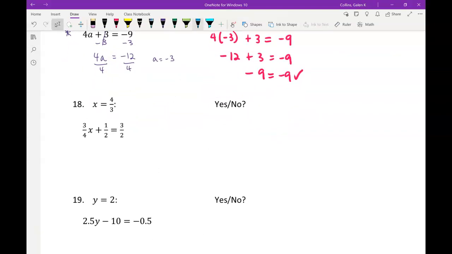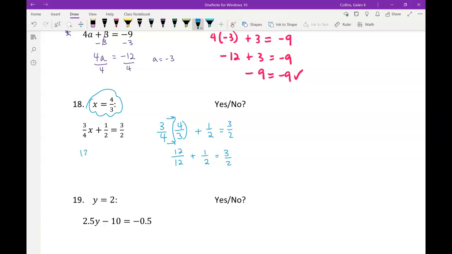All right, number 18. So I'm going to substitute 4/3 for x in the equation below. So 3/4 x becomes 3/4 times 4/3 plus 1/2 equals 3/2. Well, 3/4 and 4/3, those are reciprocals, meaning their product is 1. But if you forgot, when we multiply fractions, we multiply the numerators and the denominators separately. But some way or another, I need to recognize that 12/12 is 1.